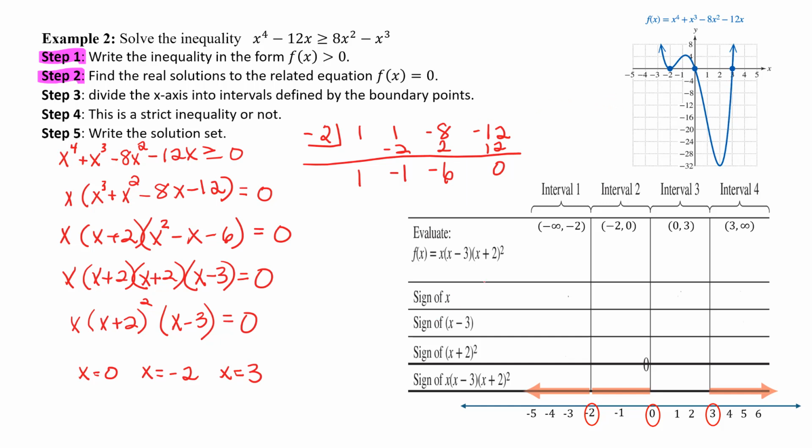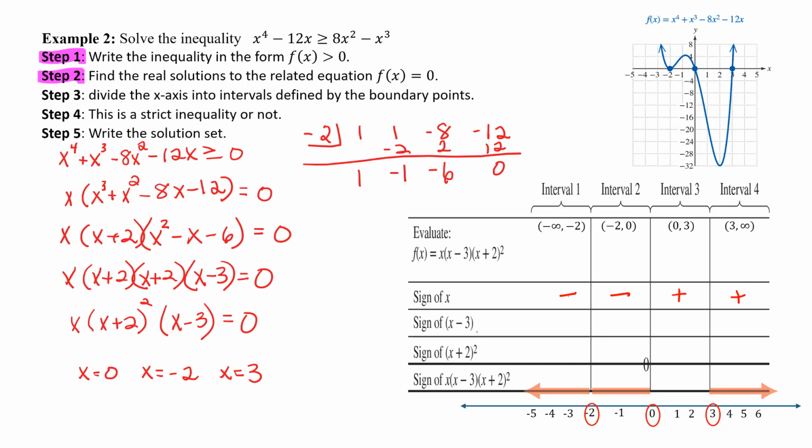So the sign of x in each interval, all right, in the first interval, x is going to be negative, from negative infinity to -2. From -2 to 0, again, x is negative in that interval. From 0 to 3, x is positive. From 3 to infinity, x is positive.